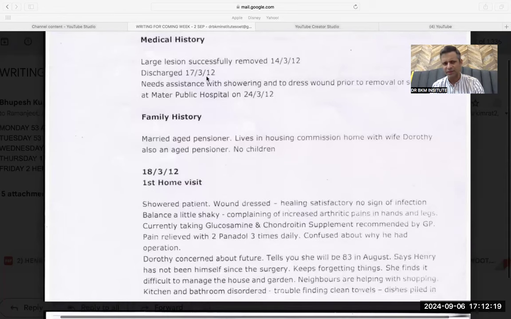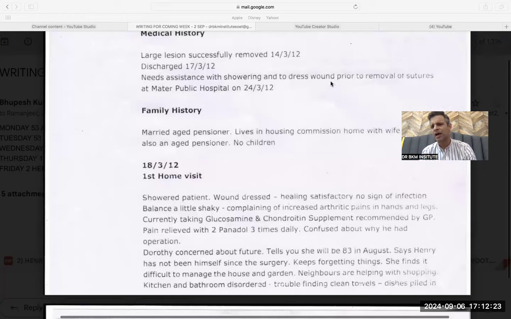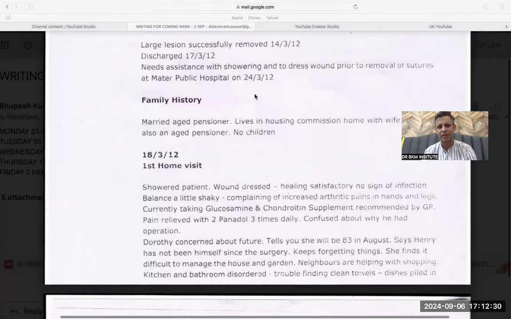Discharged on 17th, yesterday. Needs assistance with showering and dressing. Dress the wound prior to the removal of the sutures at Metro Public Hospital. So he needs regular showering and dressing. So this can be the purpose.